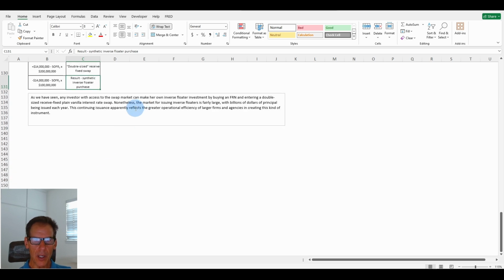Nonetheless, the market for issuing inverse floaters is fairly large, with billions of dollars of principal being issued each year. This continuing issuance apparently reflects the greater operational efficiency of larger firms and agencies in creating this kind of instrument.